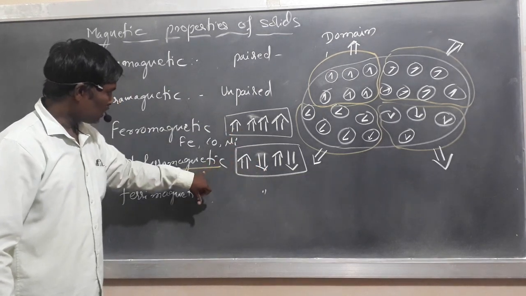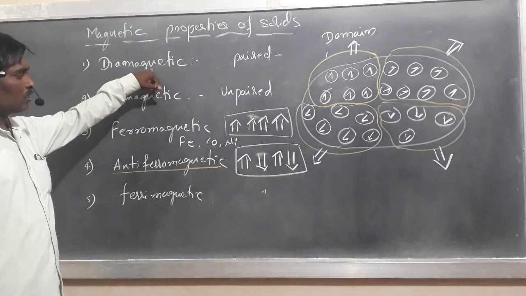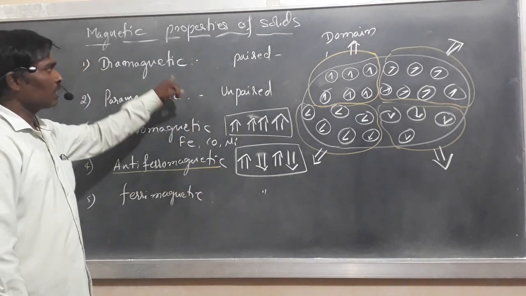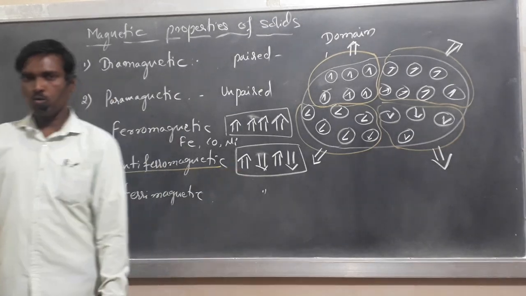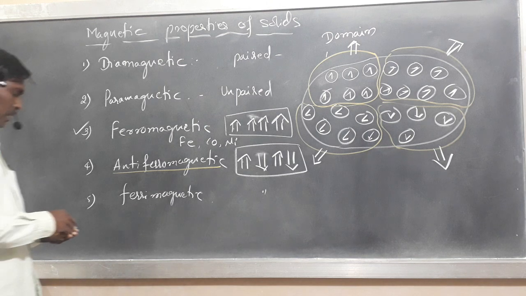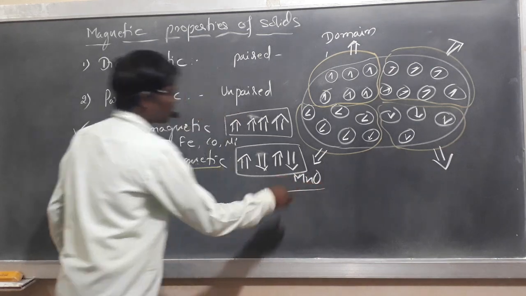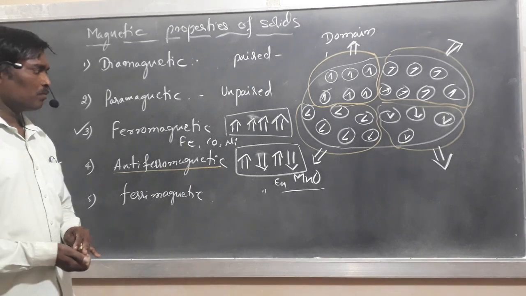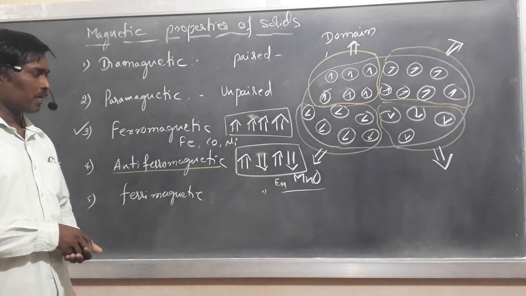So that's why this antiferromagnetic substance behaves like a diamagnetic. Even though it contains unpaired electrons, it behaves like a diamagnetic because of the orientation of these domains. Let me give you examples. Oxides of manganese are antiferromagnetic substances. Even though they contain unpaired electrons, they behave like a diamagnetic. It is weakly repelled by the magnetic field.